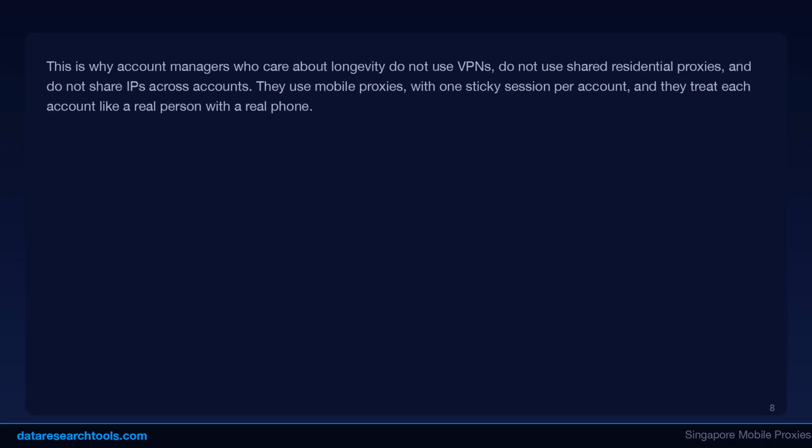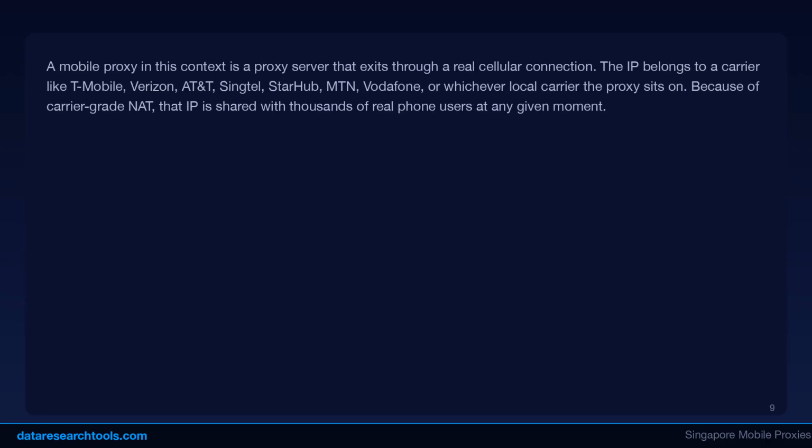They use mobile proxies with one sticky session per account, and they treat each account like a real person with a real phone. A mobile proxy in this context is a proxy server that exits through a real cellular connection. The IP belongs to a carrier like T-Mobile, Verizon, AT&T, Singtel, StarHub, MTN, Vodafone, or whichever local carrier the proxy sits on. Because of carrier-grade NAT, that IP is shared with thousands of real phone users at any given moment.